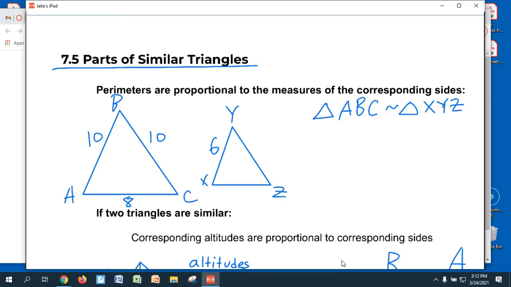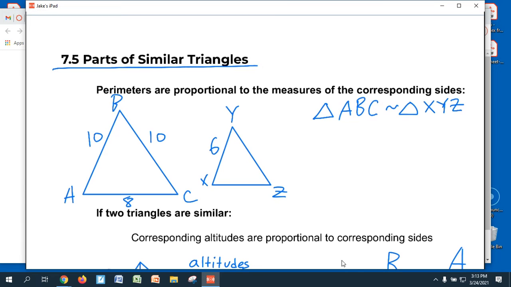So the first thing we're going to talk about that is proportional is perimeter. If we have two triangles, we know that they are similar to each other. We can figure out that their perimeters are also proportional. The question here is, what is the perimeter of this triangle XYZ? If we know that it is similar to triangle ABC, that means the perimeters are going to be proportional.